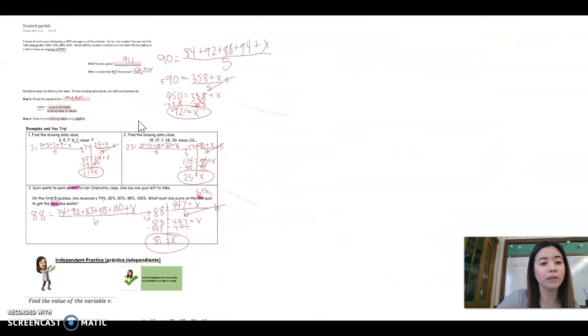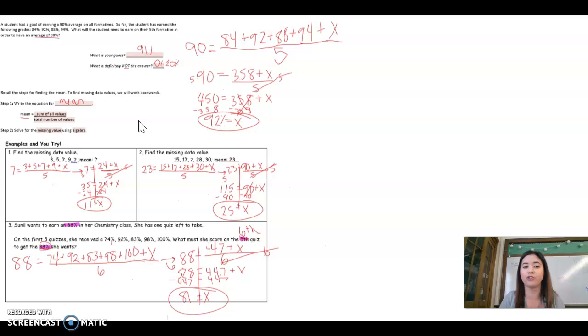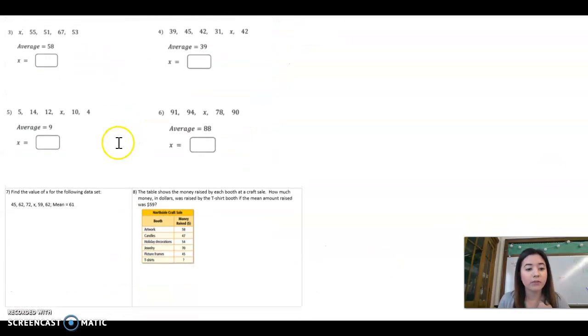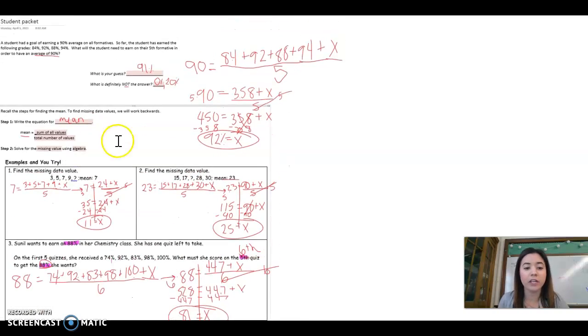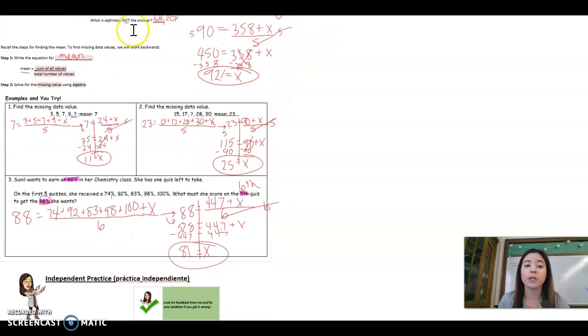All right, all the steps exactly the same, just different numbers. You have several to try. I want you to try your best. You'll have the answer key to check out your work. Make sure you have all of these problems filled out.